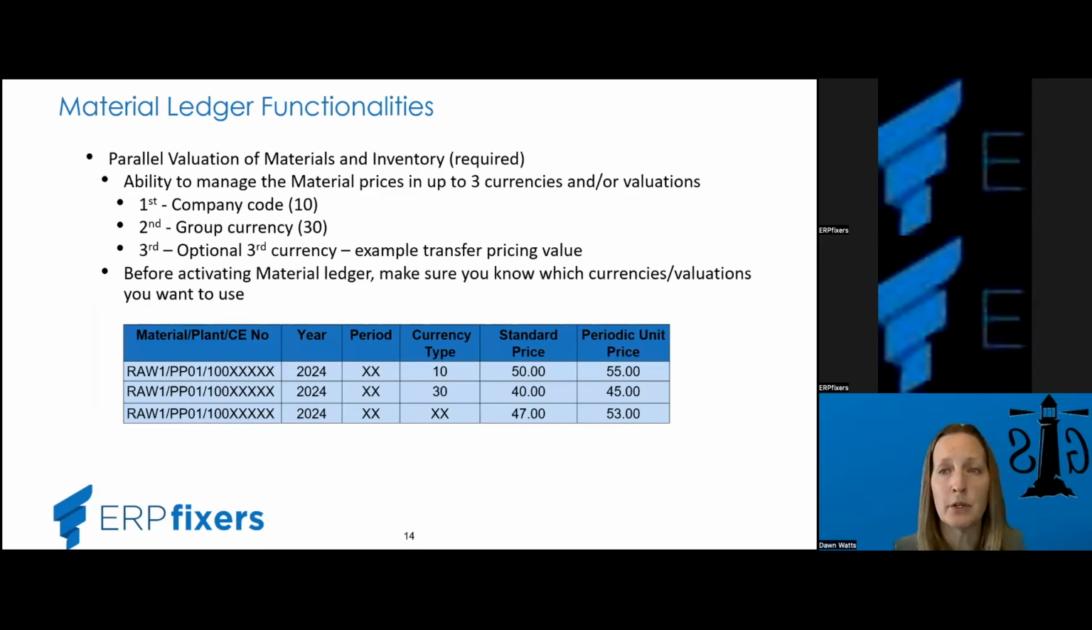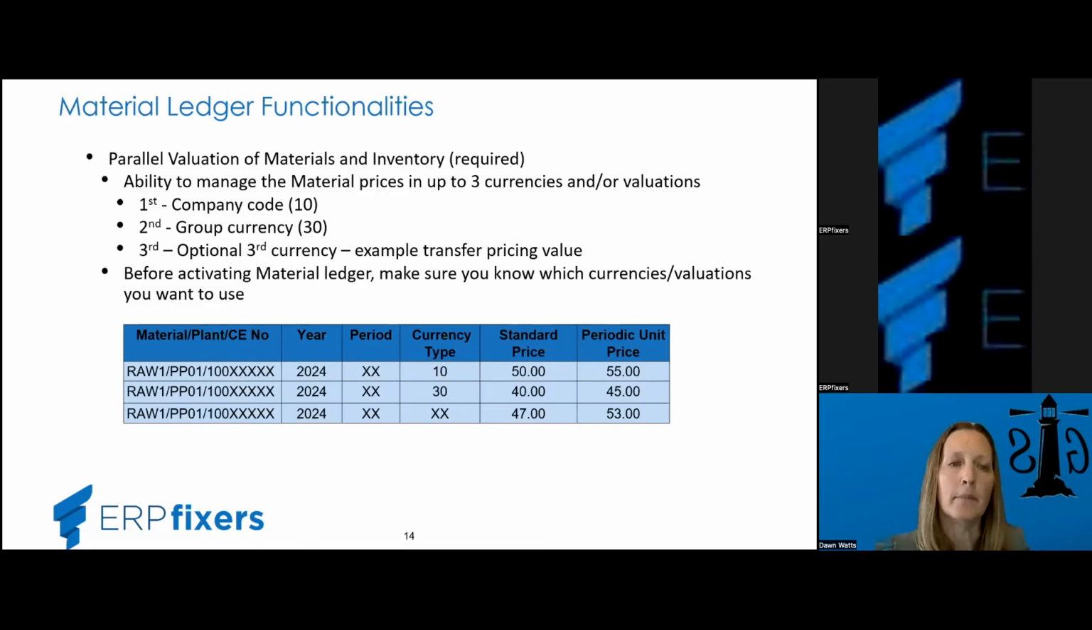One of the key material ledger functionalities that is enabled when you activate material ledger, and when you upgrade to S4, whatever path you take to get to material ledger, is parallel valuation. This is the functionality that's basically required when you activate material ledger. You can decide how many currencies. You can have up to 3 currencies, but this gives the baseline for a multi-currency view in SAP going forward, and this comes with the migration approach.